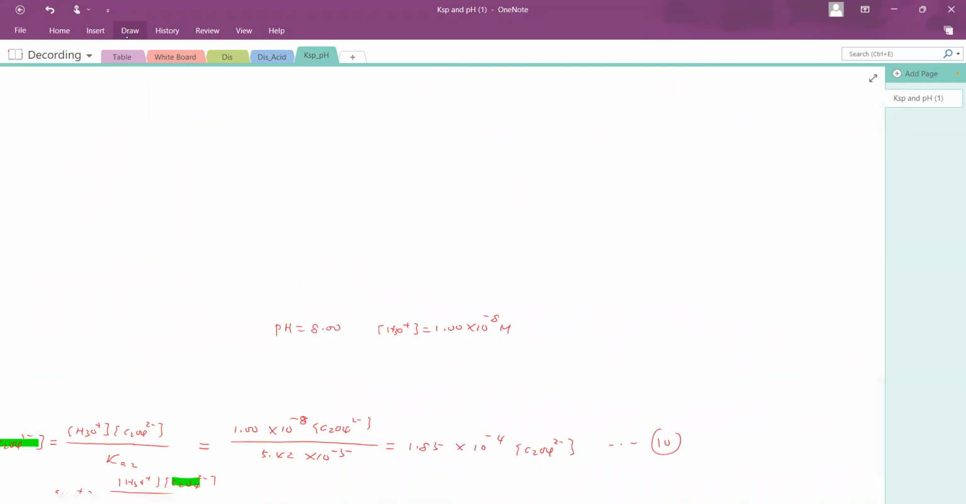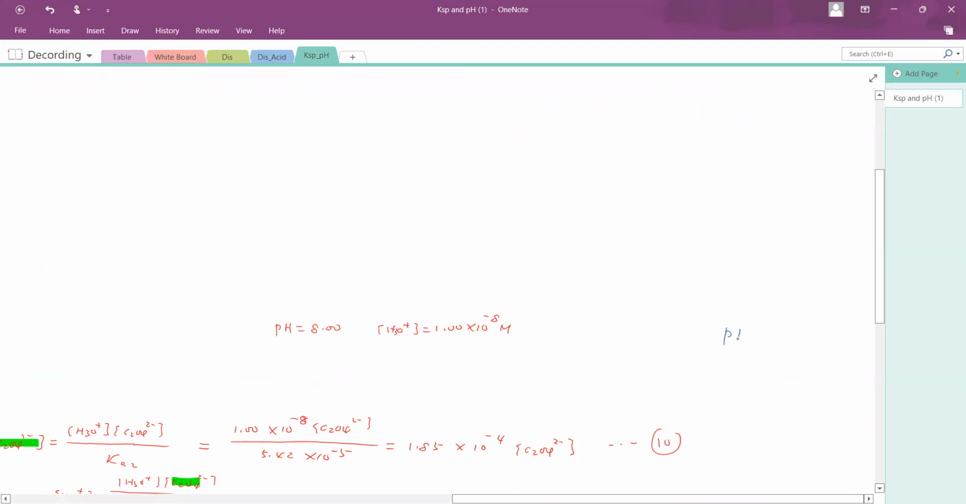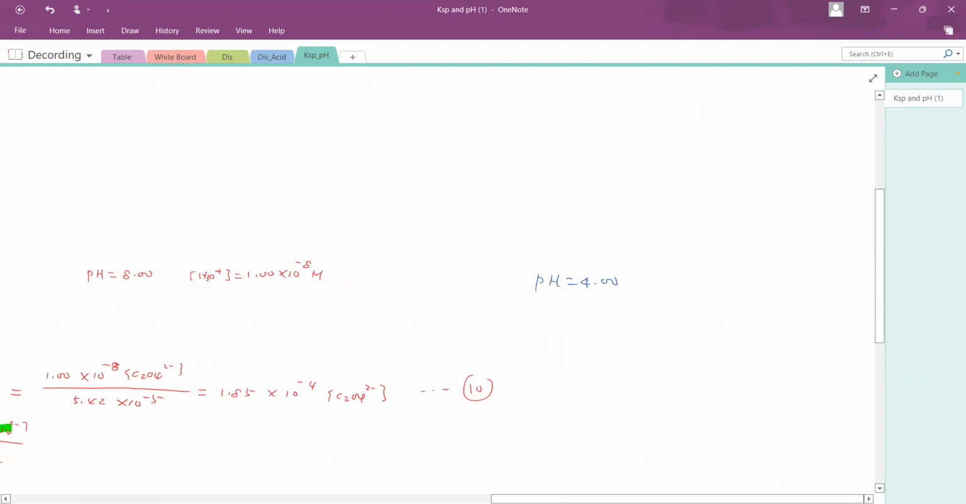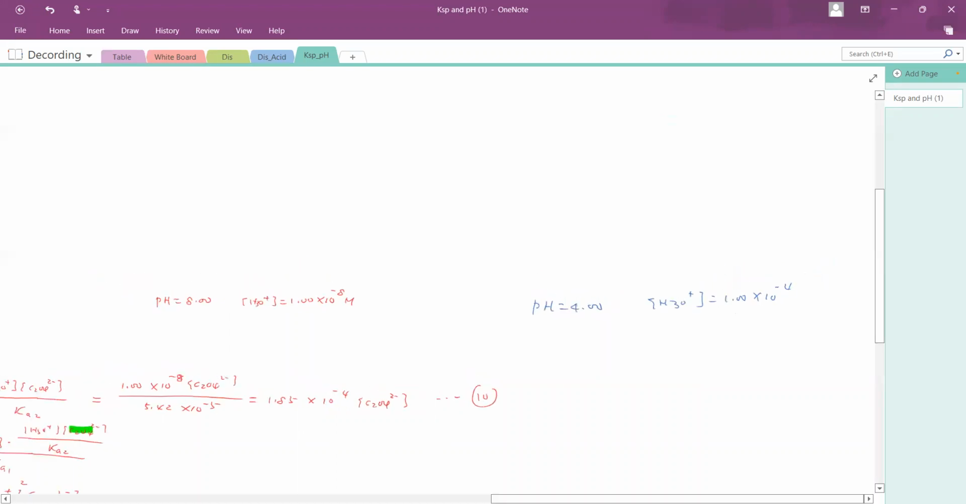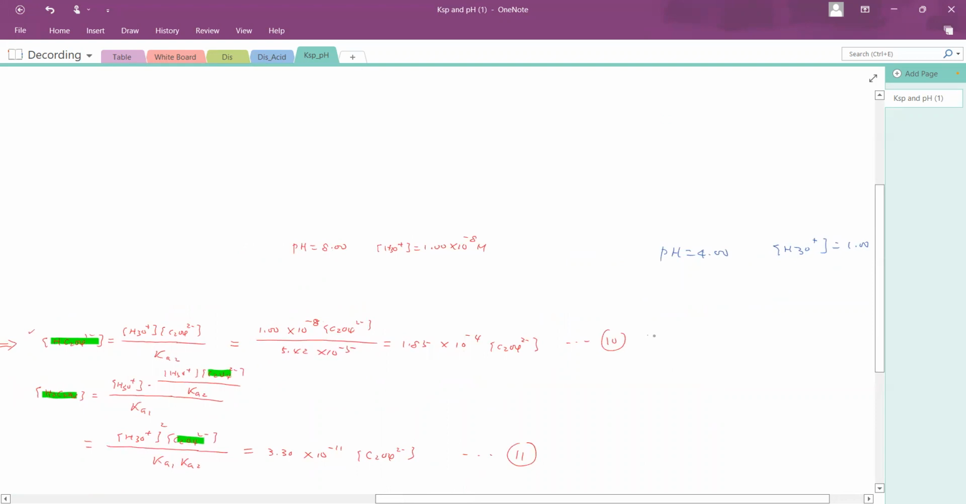pH equal 4. I'm going to write it here. I use a different color. See, pH equal 4. When pH equal 4, which means the concentration of hydronium equal 1.00 times minus 4. You see? Now let's look at equation 10. So can we calculate the mass the same way to do that?